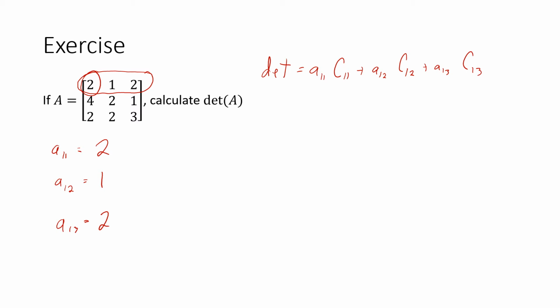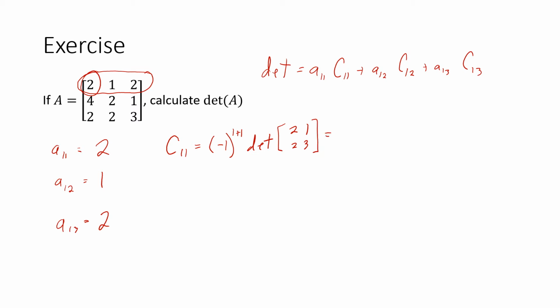Now, what are the C's? So C11, the first one we have. Remember, this is the 1, 1 cofactor. So it's equal to -1 to the 1 plus 1 times the determinant of the matrix you get when you eliminate the first row and the first column. So you're left with 2, 1, 2, 3.